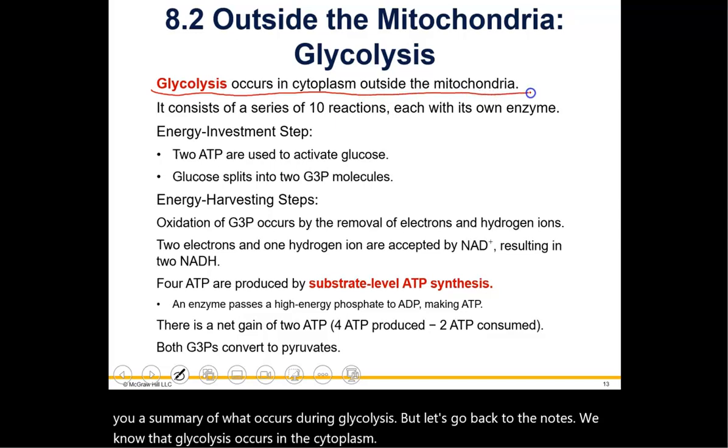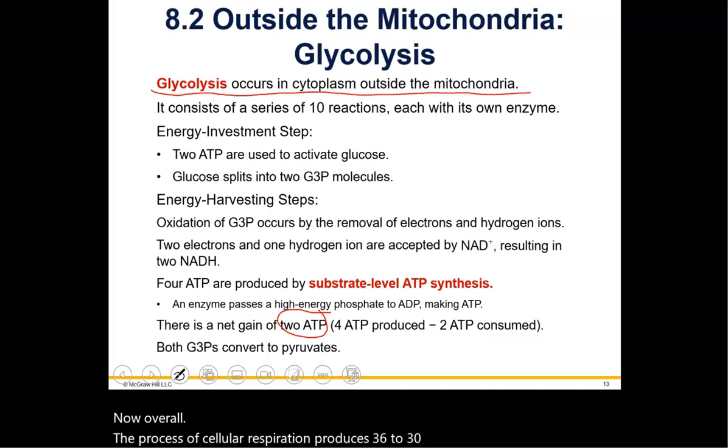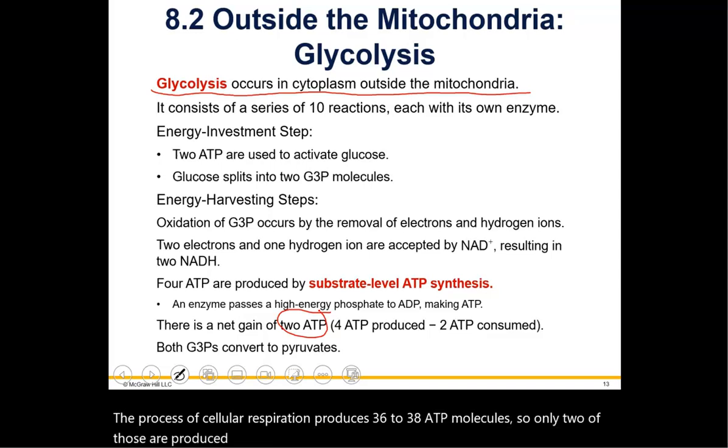outside the mitochondria. You also need to know that glycolysis produces 2 total ATP molecules. Now, overall, the process of cellular respiration produces 36 to 38 ATP molecules. So only 2 of those are produced during glycolysis.